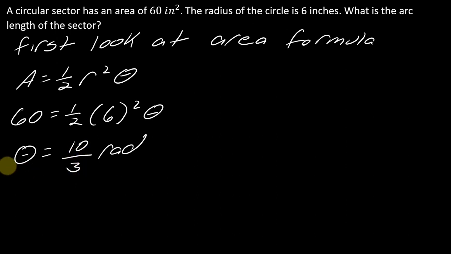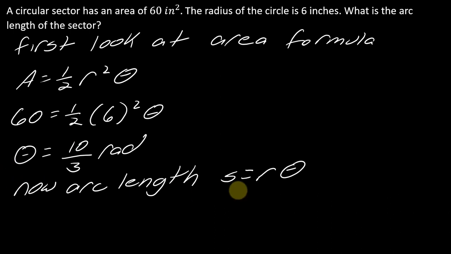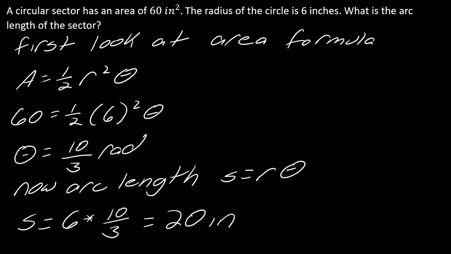And so now I can go to arc length. Arc length is just r times theta. Do I have these two pieces of information? I do, right? I've got my radius and I just found my theta, so I just plug those in. That's it, that's to finish this. So I'll just have 6 times 10 over 3. That comes out to 20 inches, and so that's it.